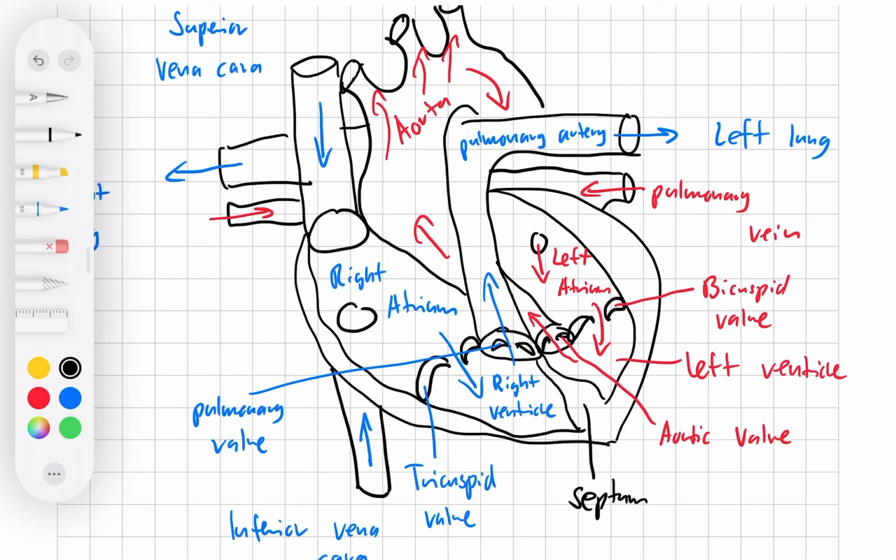Now I have one question for you. Which side of the heart do you think has stronger and larger muscles? The right side or the left side? You can take a few seconds to think about this or pause the video.